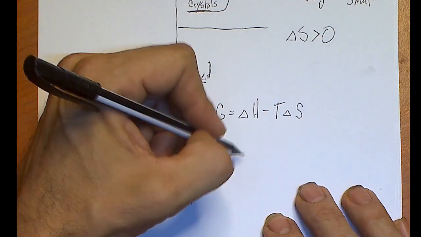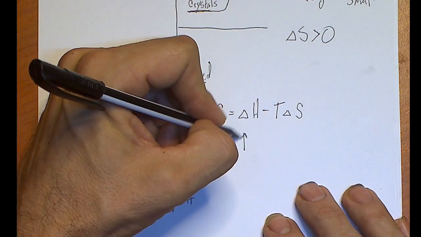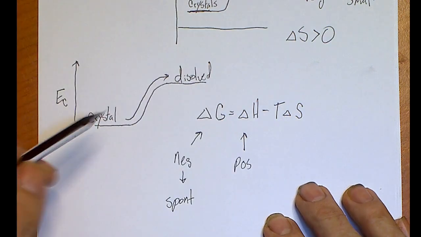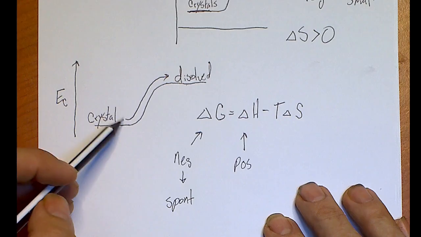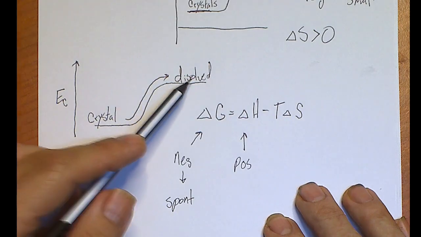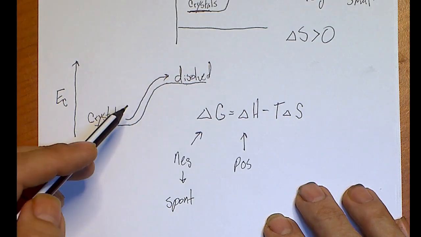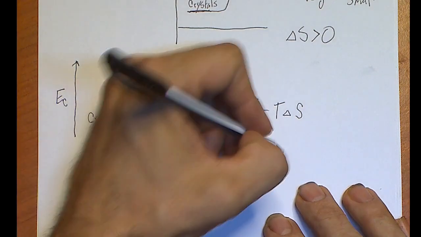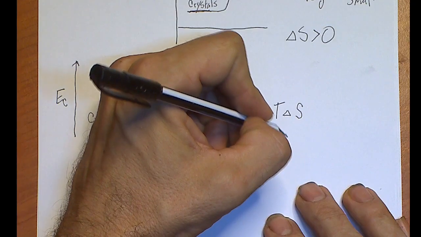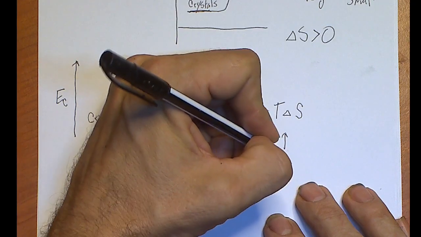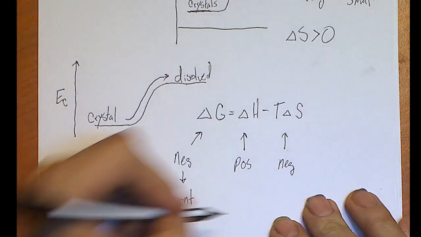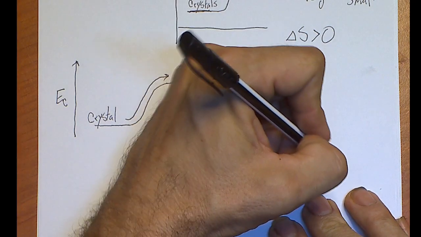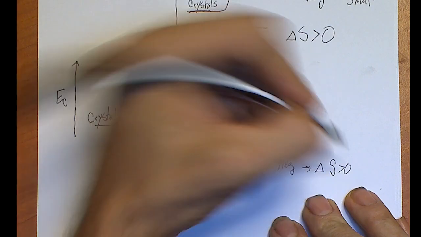Now, delta H in this case of the salt dissolving in water is positive. Remember, products minus reactants. Something bigger minus something smaller is positive. So that means that this term has to be negative, which means the change in entropy has to be greater than 0.